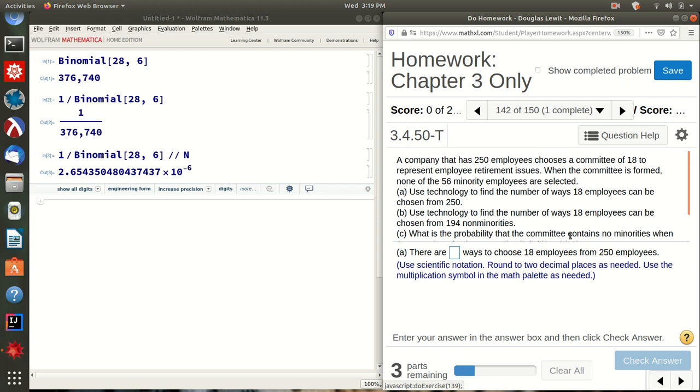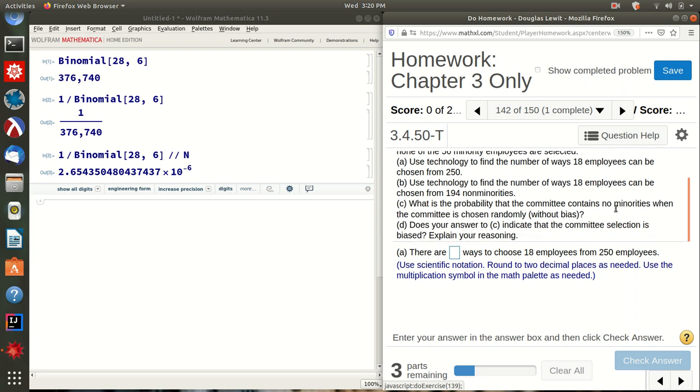This is problem number 142. A company that has 250 employees chooses a committee of 18 to represent employee retirement issues. When the committee is formed, none of the 56 minority employees are selected. Part A, use technology to find the number of ways 18 employees can be chosen from 250. Part B, use technology to find the number of ways 18 employees can be chosen from 194 non-minorities.